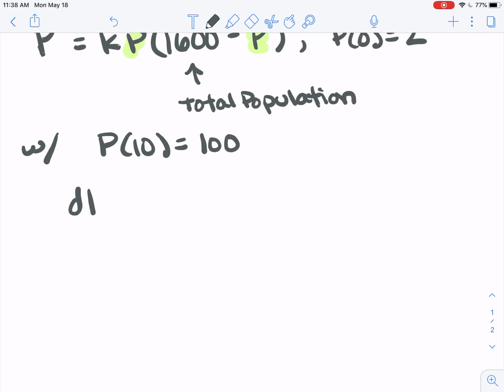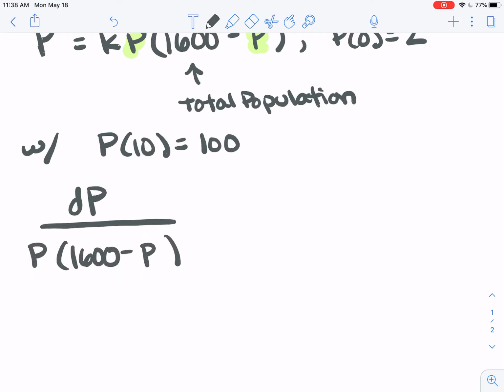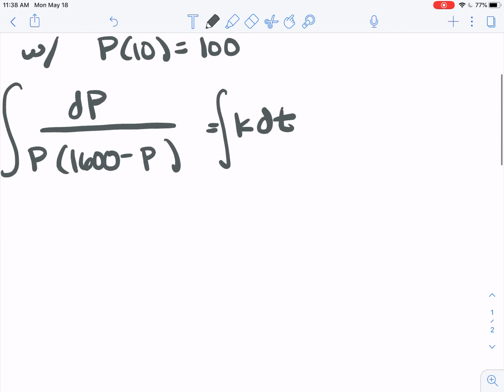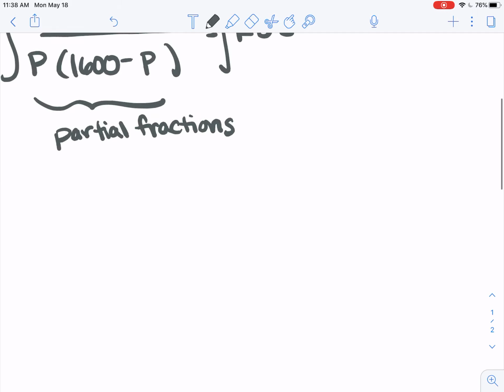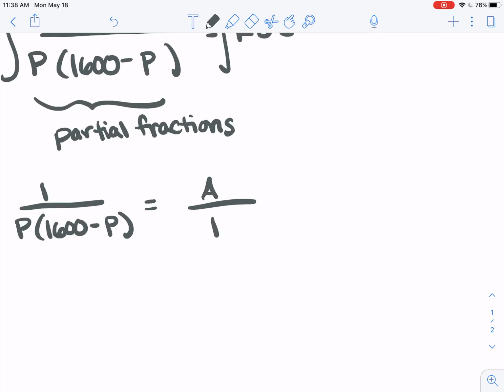We're going to have dp over p times 1,600 minus p equals k dt. So we've separated the variables. We need to integrate both sides now, and this integral here is going to require a partial fraction decomposition. So we want to know what 1 over p times 1,600 minus p is equivalent to when we break that up.